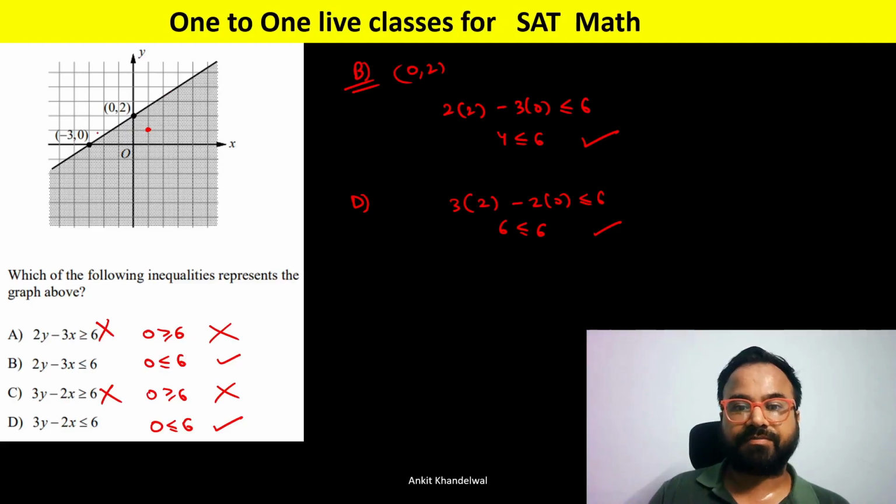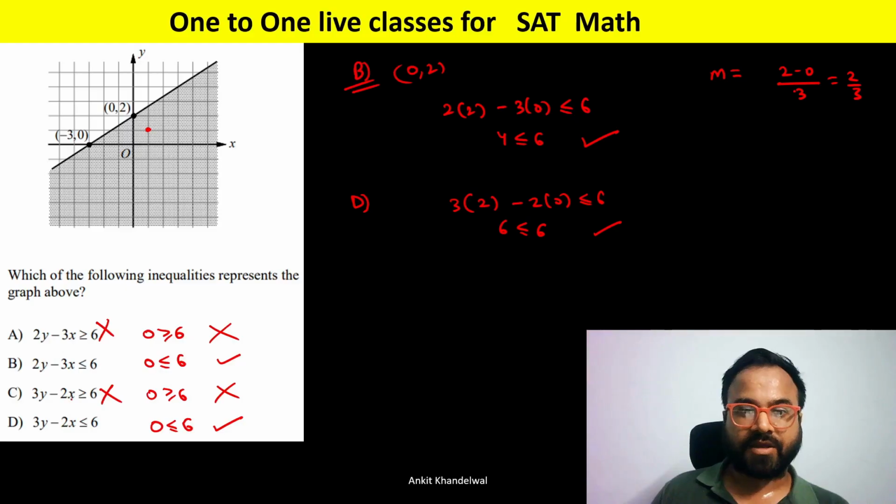So we can simply find the slope now. It's better to find the slope over here. So what is the slope of this line? Slope of this line will be y2 minus y1 over x2 minus x1, that is 2 minus 0 over 0 minus of minus 3, that is 3 only. So slope is 2 by 3. Now it is an increasing line, positive slope.